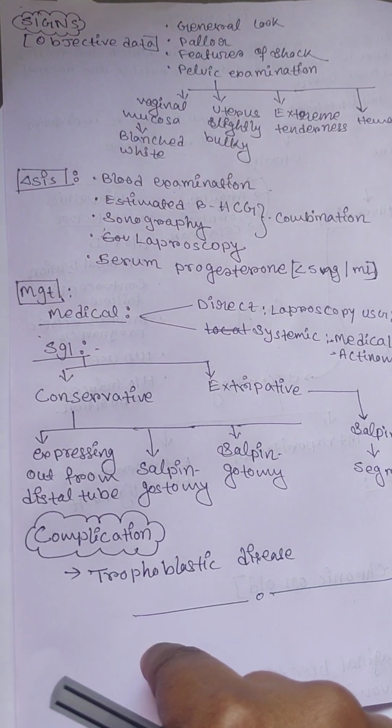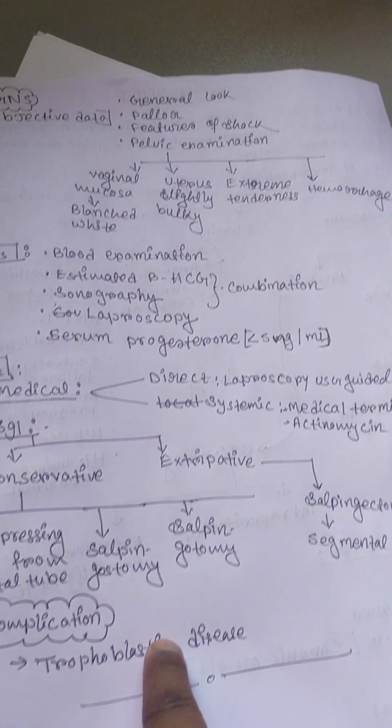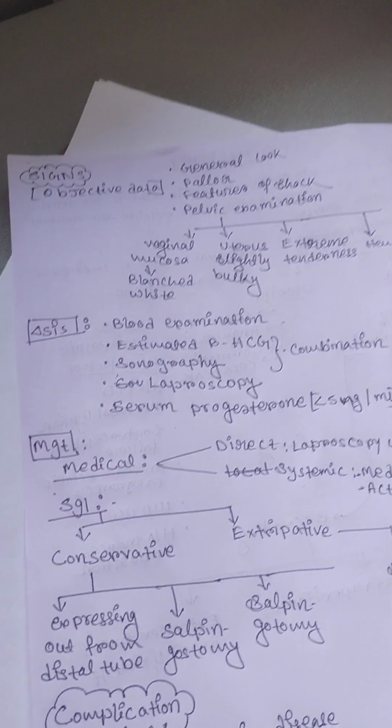Then complication, what can occur? Trophoblastic disease. So today's topic, ectopic pregnancy, is over.